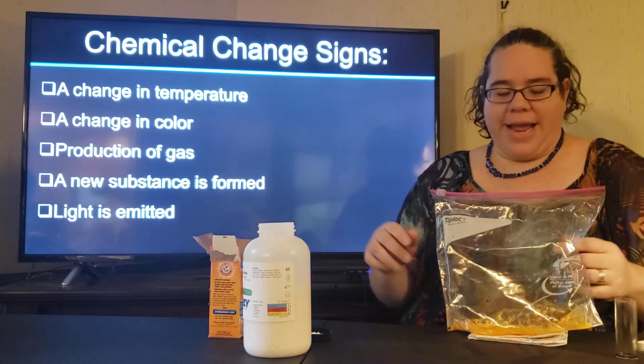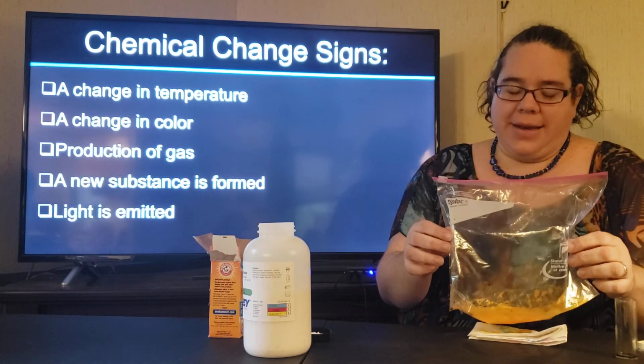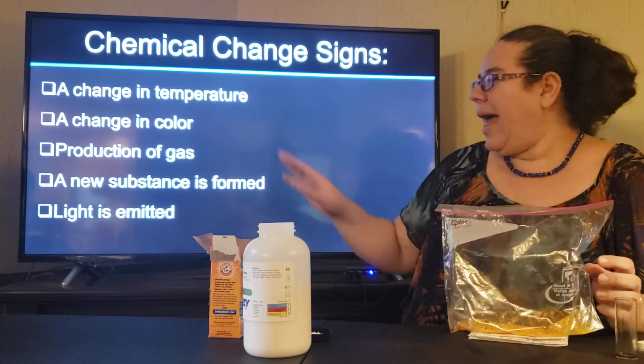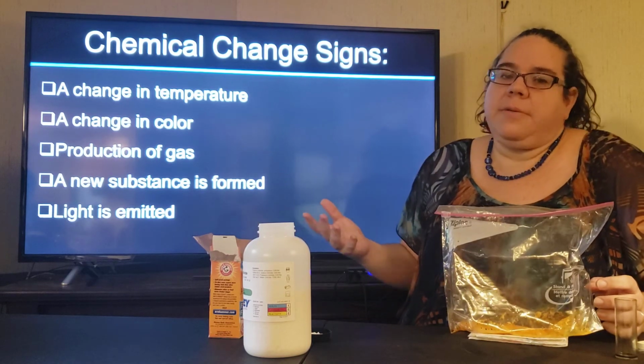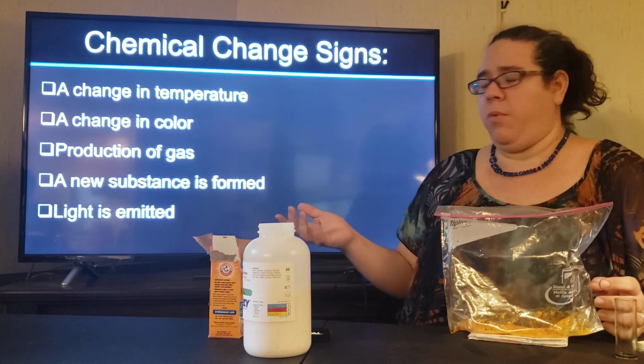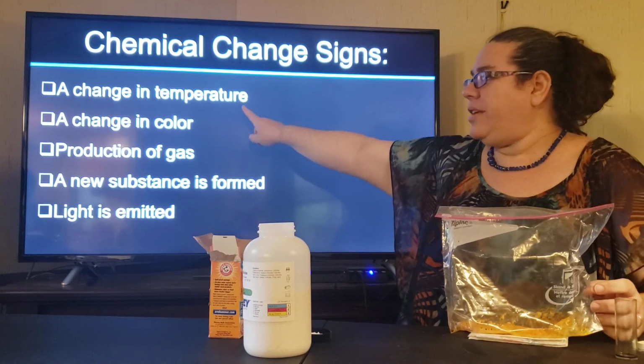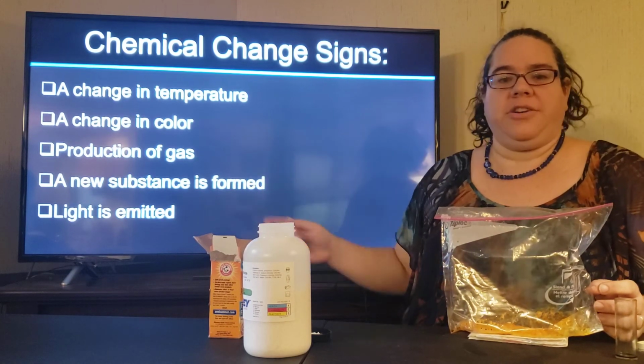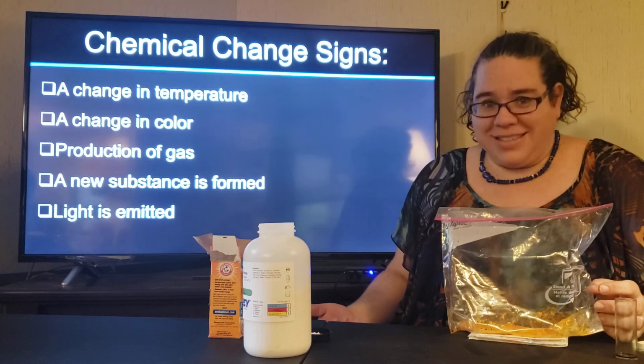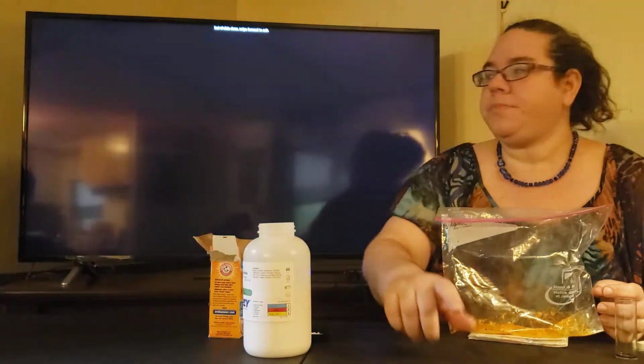And the last one is light, and there wasn't any light emitted. But remember, guys, you don't have to have all of them for it to be a chemical change. You can just have one or two. And here we have the temperature, the color, and the production of a gas. So it was definitely a chemical change.